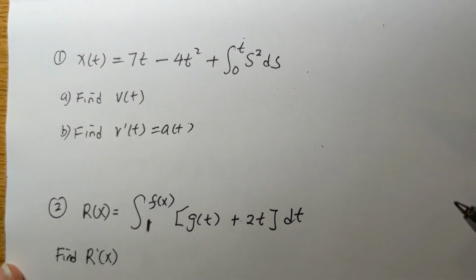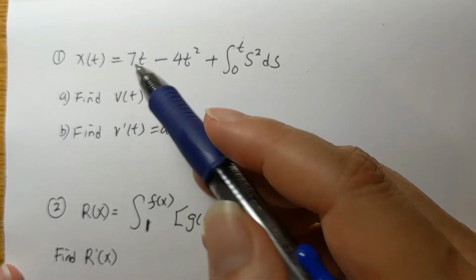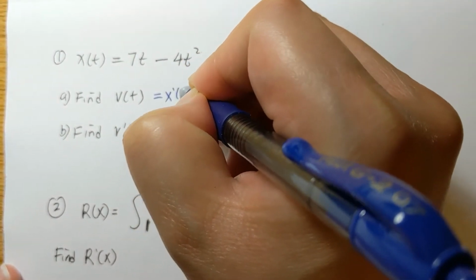Okay, today we're going to do the last video before the AP exam. So let's take a look at question number 1. We had to find the derivative of x of t. So we get the v of t, which is the x prime of t.